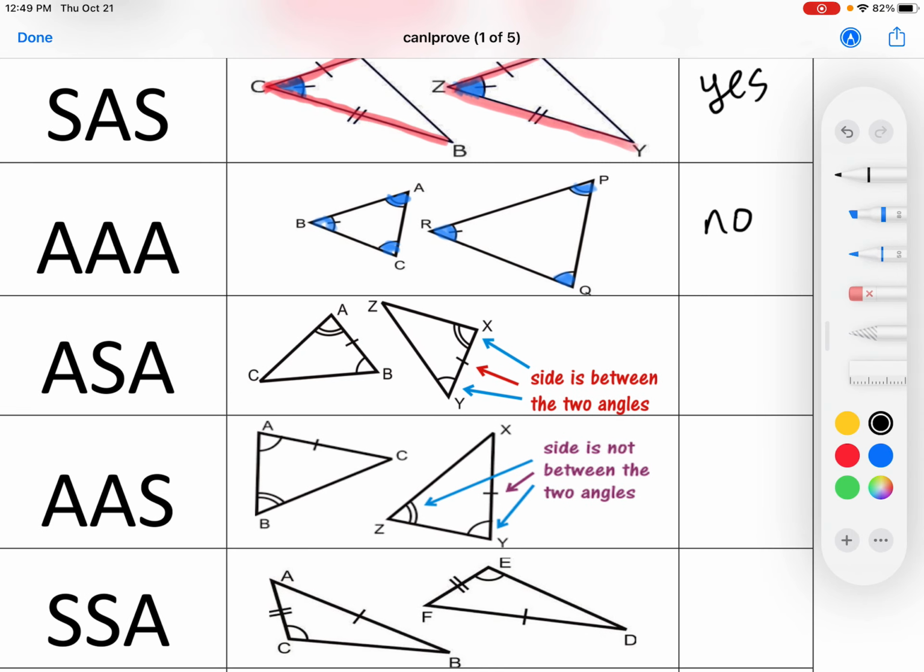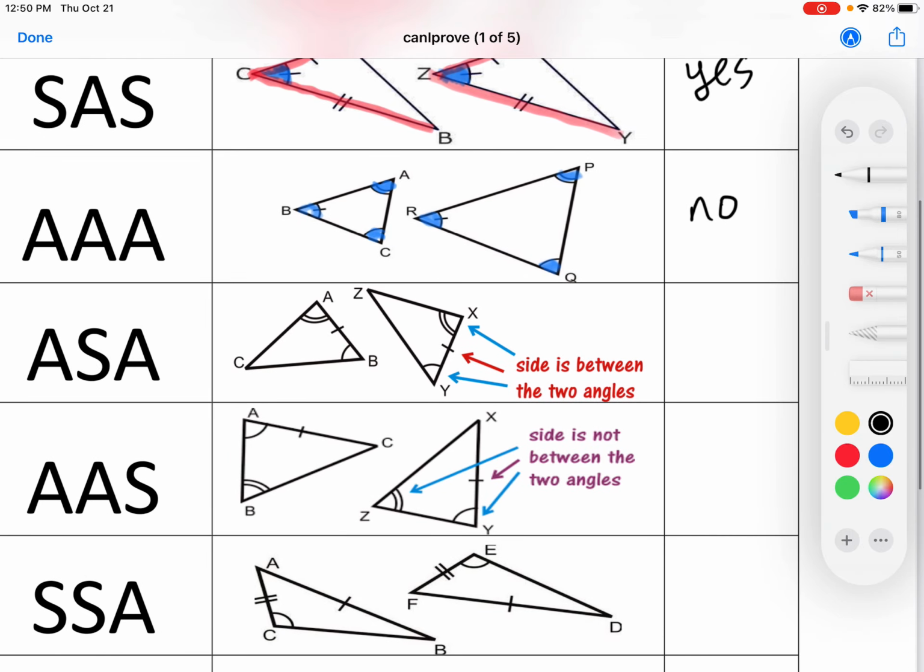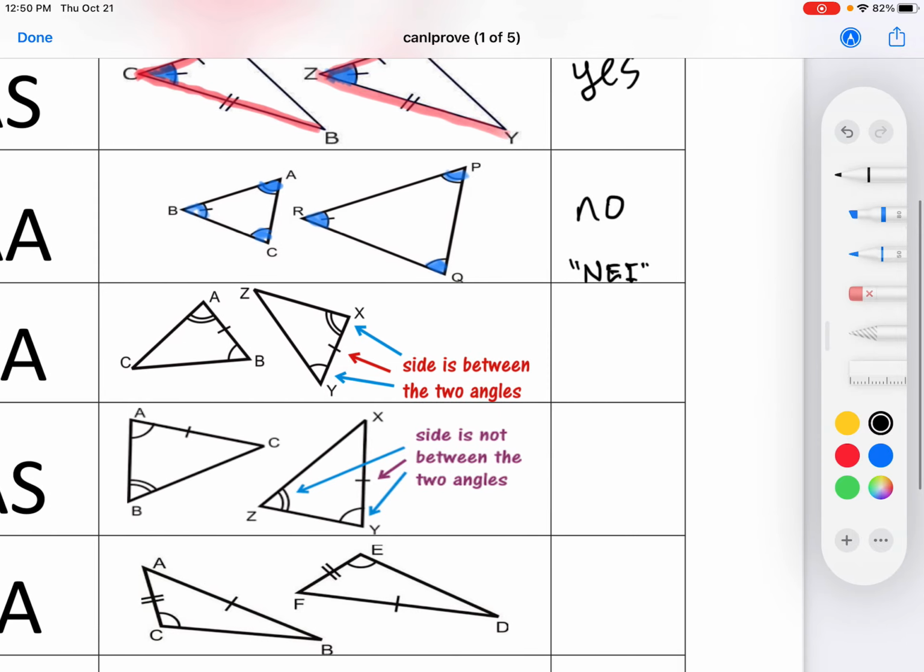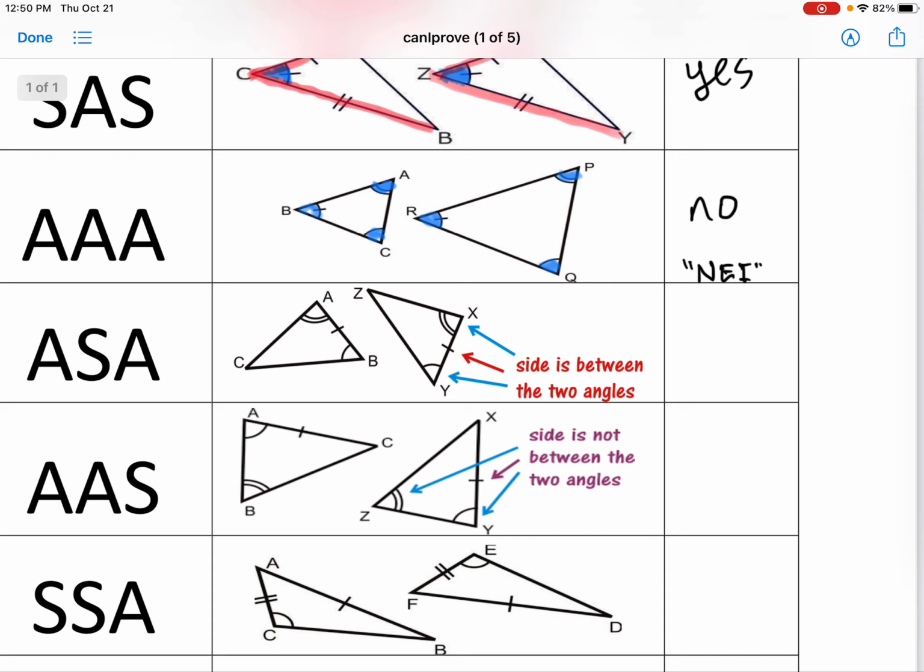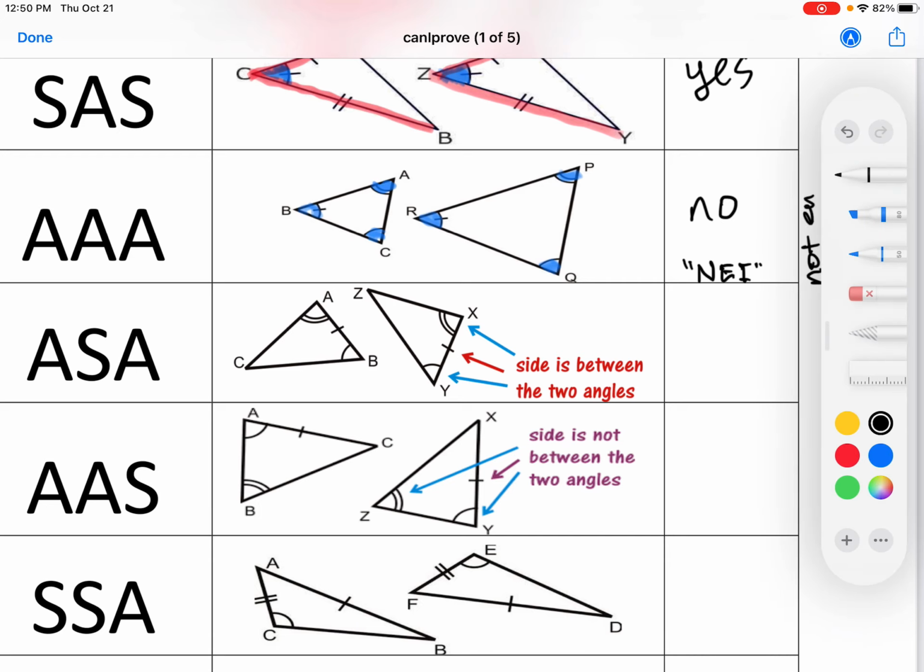So what this means on your assignments, if you ever see two triangles with all the same angles, make sure on that assignment your answer is not AAA. Your answer needs to be NEI. That stands for not enough information. Not enough information. All right?